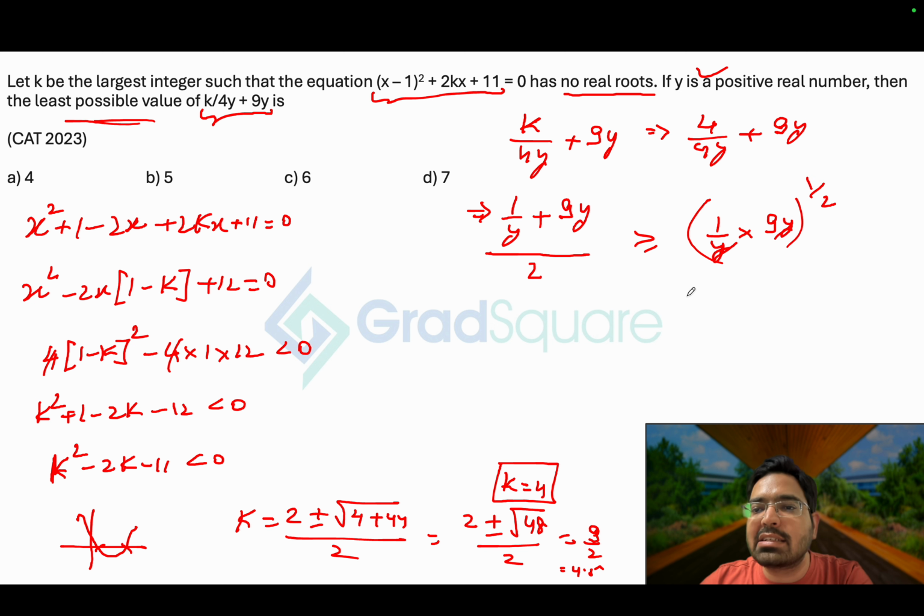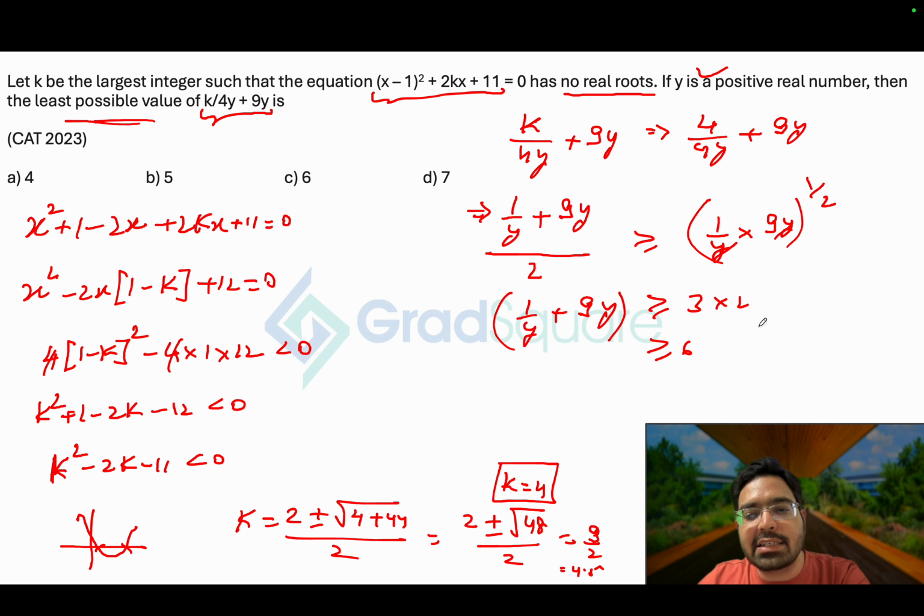Now y will get cancelled out. 9 to the power of 1 by 2 will give you 3 over here, and 3 into 2 will become 6. So 1 by y plus 9y should be greater than or equal to 6 is what we are getting. That means this particular value will be either 6 or always greater than 6. That means the lowest possible value of this expression will turn out to be 6. Option C, 6 should be the correct answer for this question.